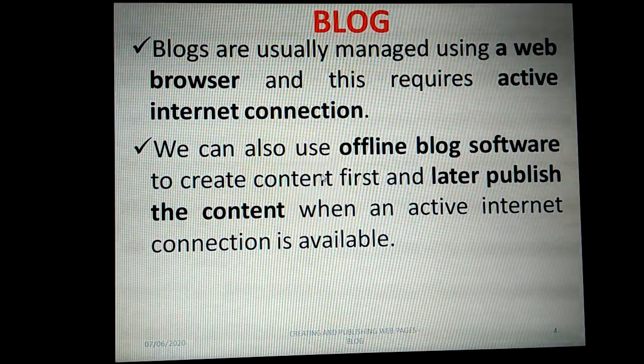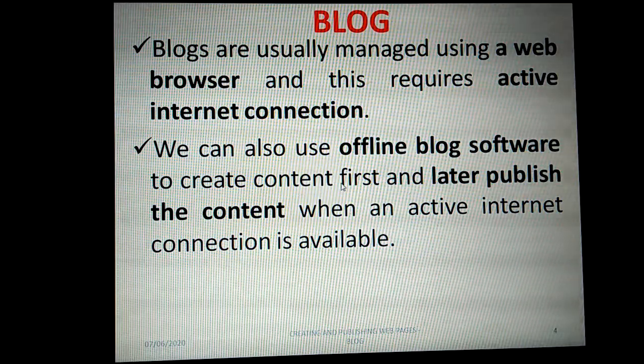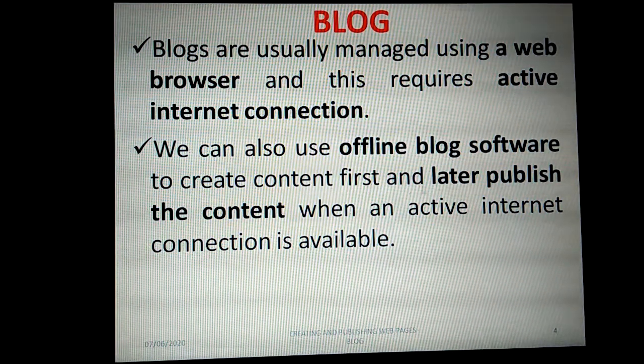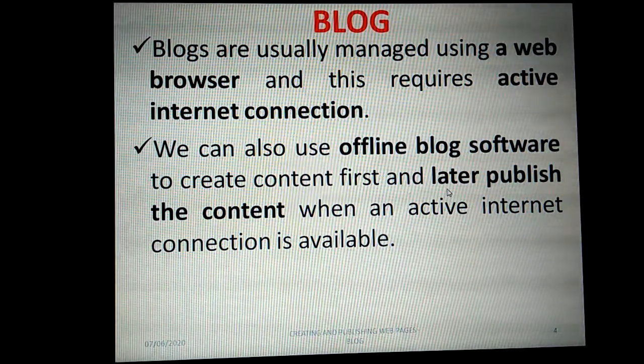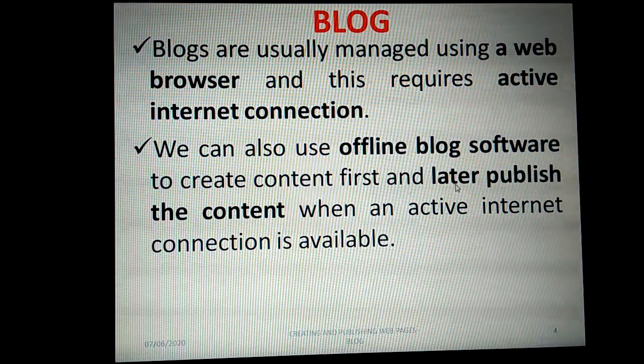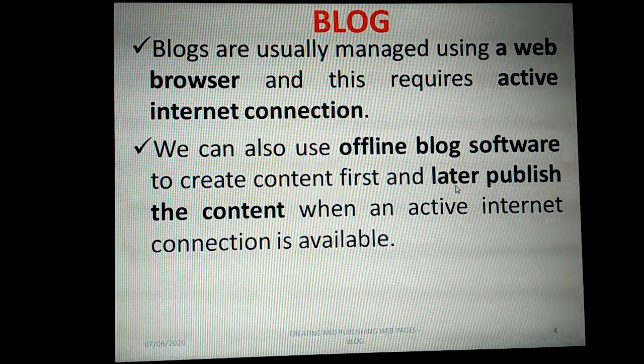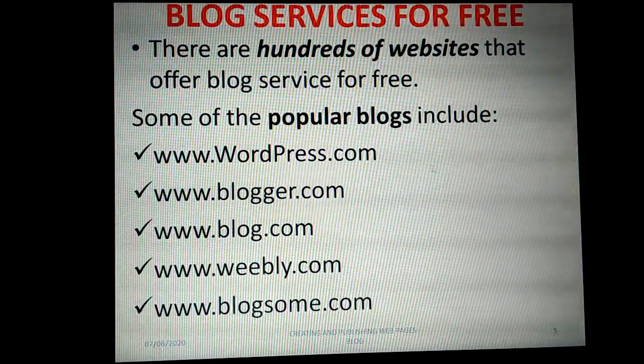For example, Cumana is one kind of offline blog software. We can use that software to create the content first, and later on when we get the internet connection, we can post or publish that content in the blog. So for that purpose the offline blog software is very helpful.